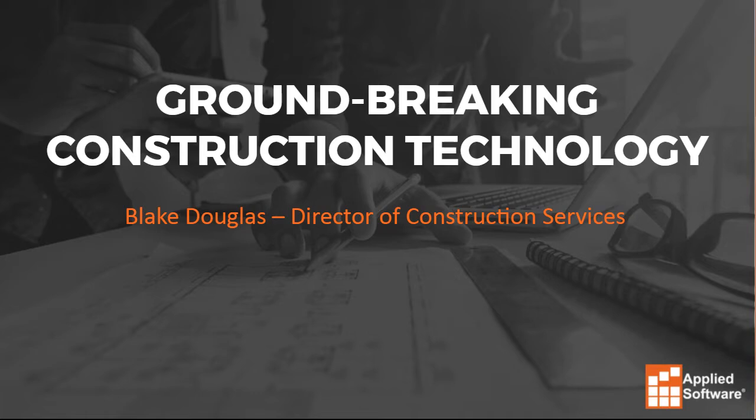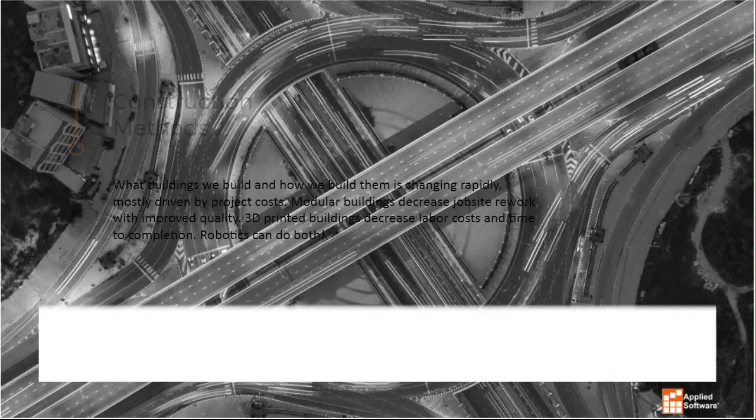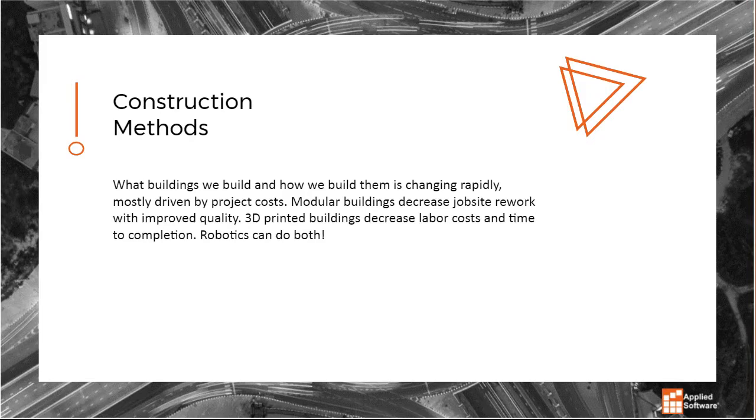So I've broken this down into about five different categories as it relates to the construction industry and the different types of technology that are evolving. The first that I wanted to talk about was construction methods. In 2020, we've seen the need for things like masks and social distancing, and on a job site, it limits how we can actually construct different types of buildings.